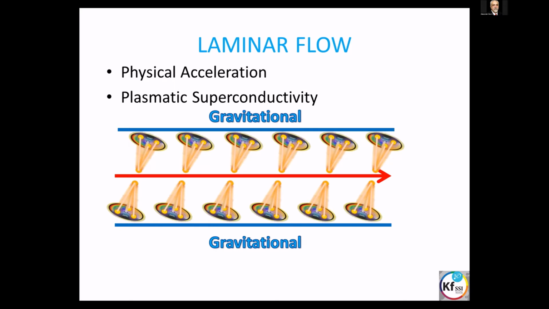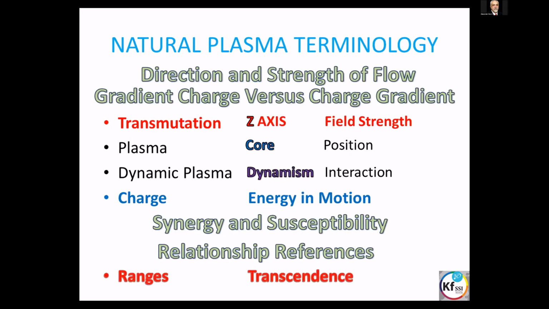And so we now involve the third dimension, the transmutation. This is where we not only have a strength of flow, but we now have a direction of flow, because the direction of flow, like the tornado, is coming from the top down, but the energy flow goes both ways, from the bottom up. And so all of this is determined beyond the mag-grav condition, what we call the residue. That is the flow. That is the laminar flow. And the strength of that flow is the gradient charge versus the charge gradient.